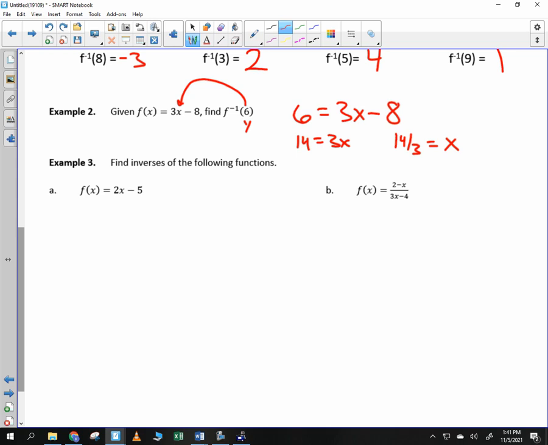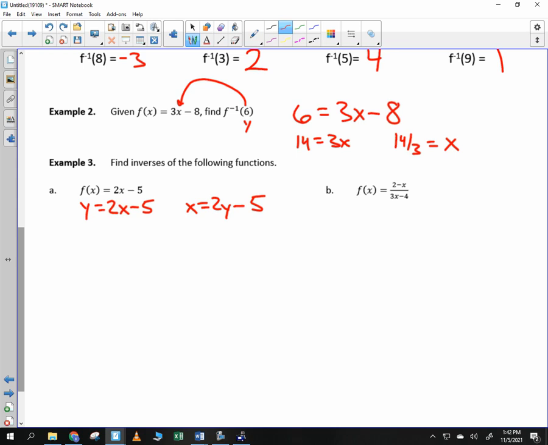Find inverses for the following functions. We have the function f of x is 2x minus 5, or y is equal to 2x minus 5. I would like to find the inverse. What do you think I do to find the inverse? Switch x and y. Everybody okay with that? Yep.